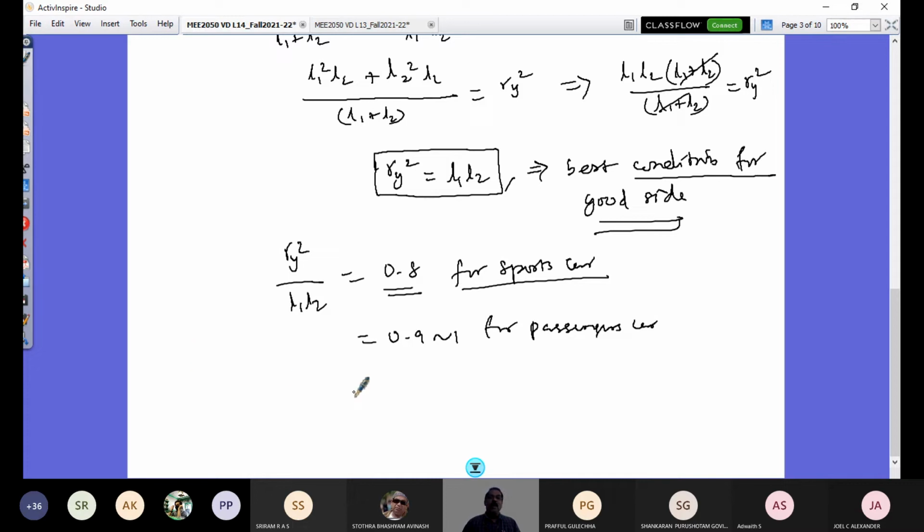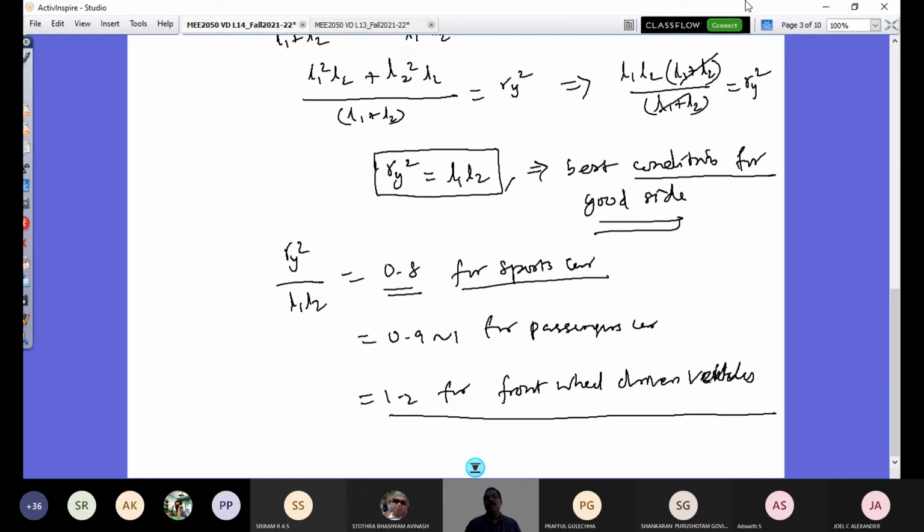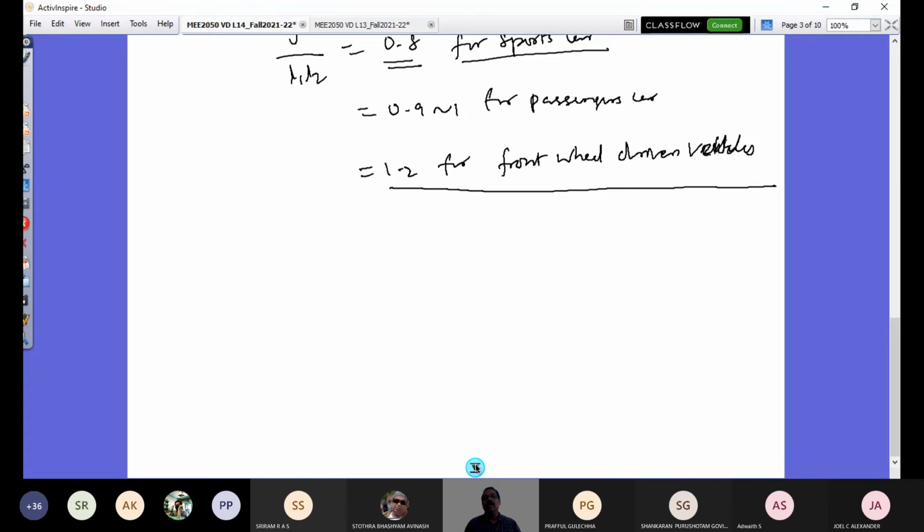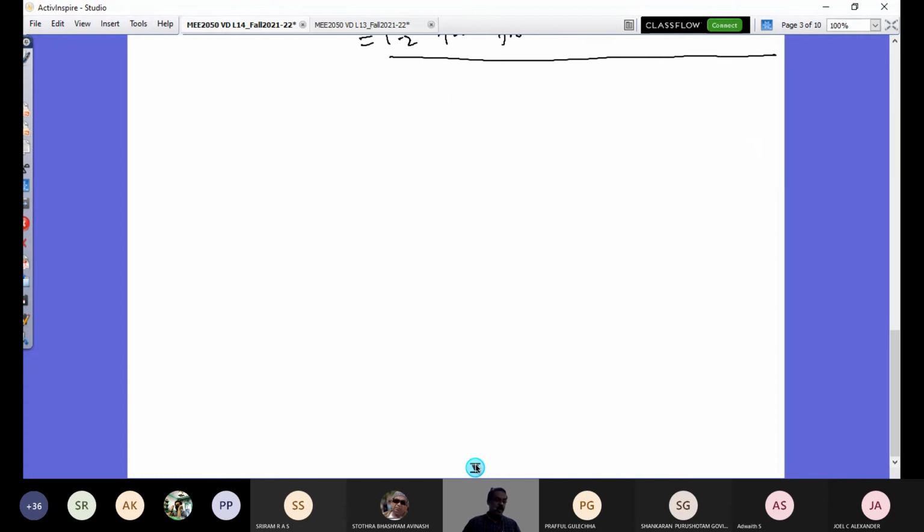And this can be more than 1.2 for front wheel driven vehicles. Look at that. So this is the range of values that's possible. And you are understanding pitching is more annoying than bouncing. So pitching can be arrested if you have such a design requirement. So how can that be arrested? That's what I'm now going to explain and conclude this part of the pitch and bounce model.